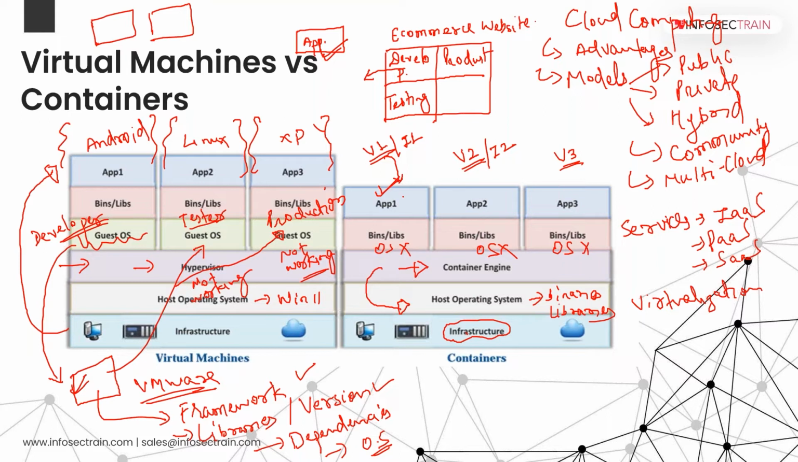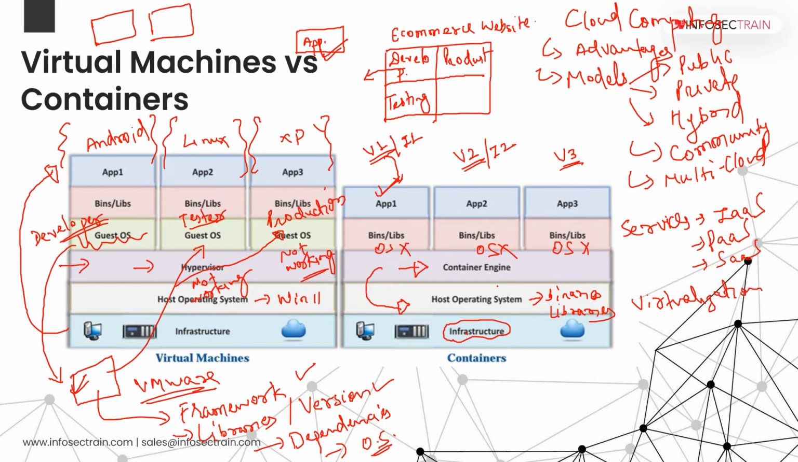We will simply create the image, and that image will contain different frameworks, different libraries, different versions of those libraries, different dependencies, and different levels of operating systems. Now according to the need of your user, these users can select any image and they can download or install it from this particular container engine.